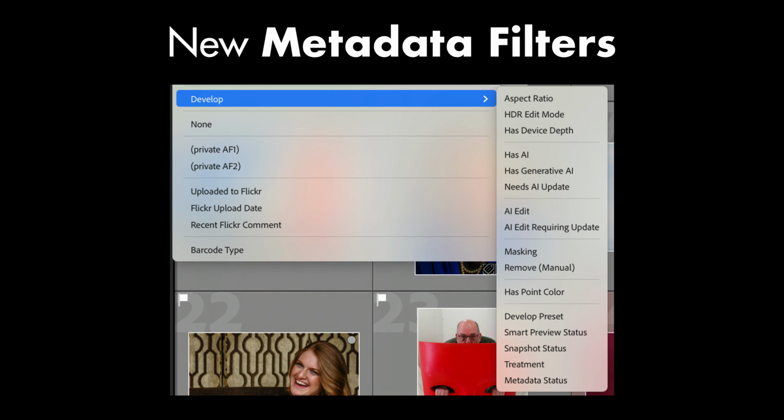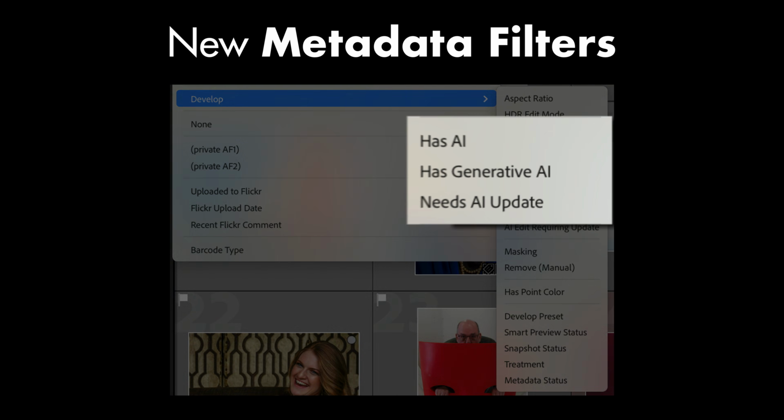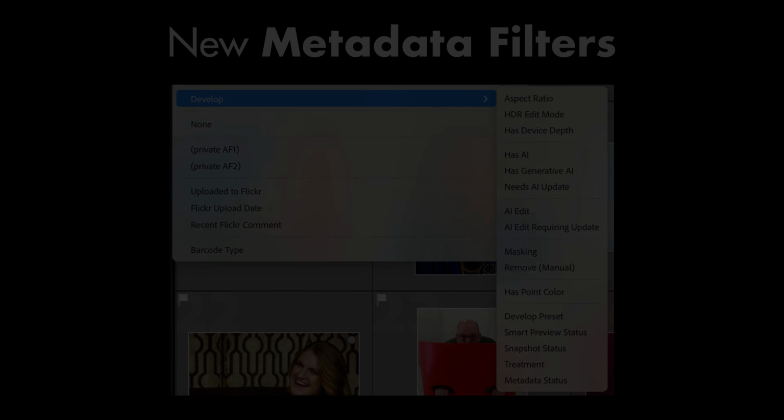Adobe has also added new library metadata filters, which also work for smart collections, to reflect the use of AI on any given photo. So you can now filter for if the image has AI, has generative AI, needs AI updates, etc. Likewise, you can build smart collections based on that same new criteria.